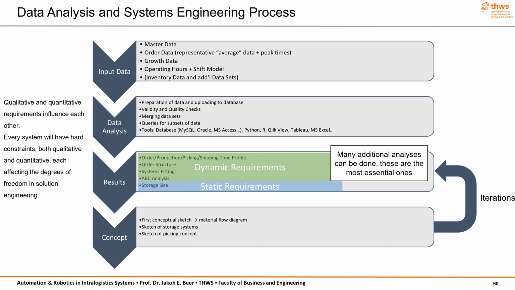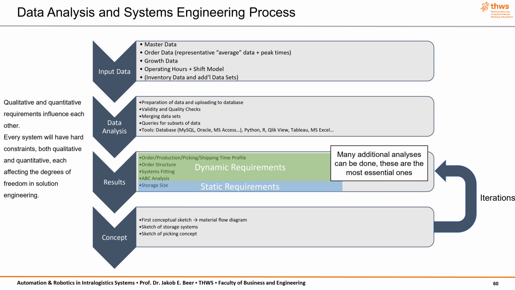Stage 1. Input data. We begin with the input data phase, which involves the identification, collection, and structuring of all relevant datasets. This includes master data. This encompasses fundamental, relatively static data such as SKU lists, item dimensions and weights, unit of measure, packaging hierarchies, supplier information, and storage requirements.